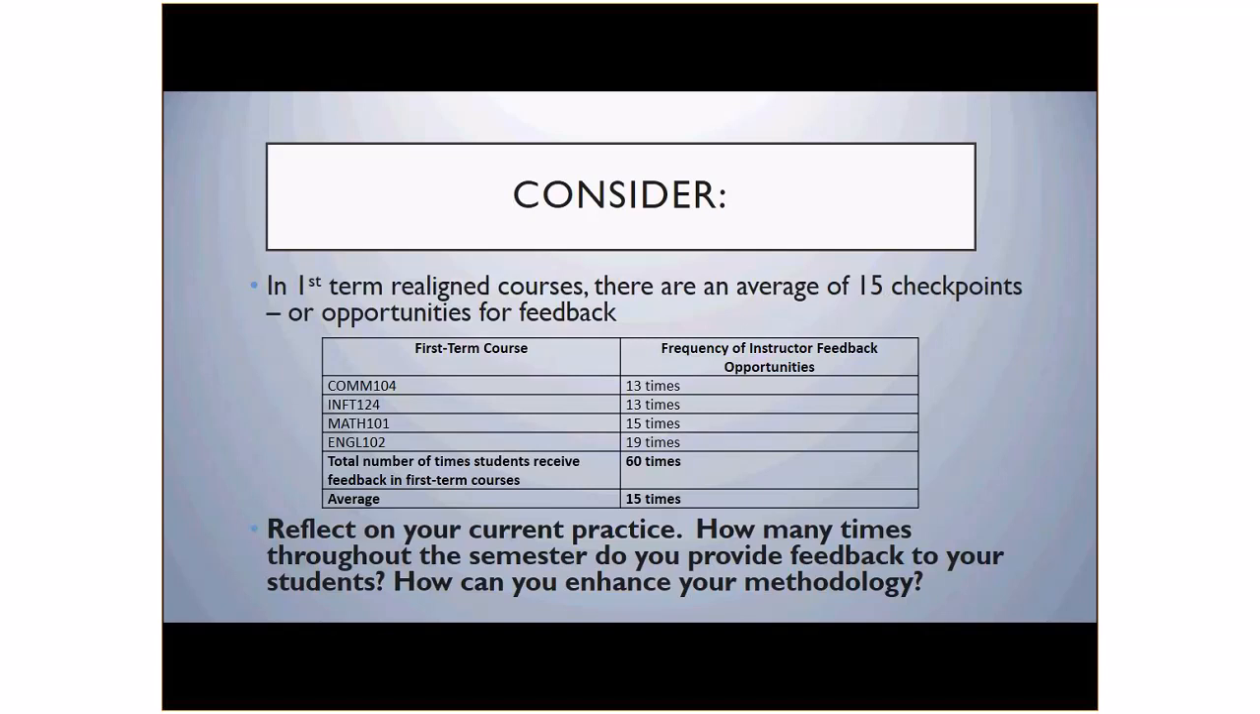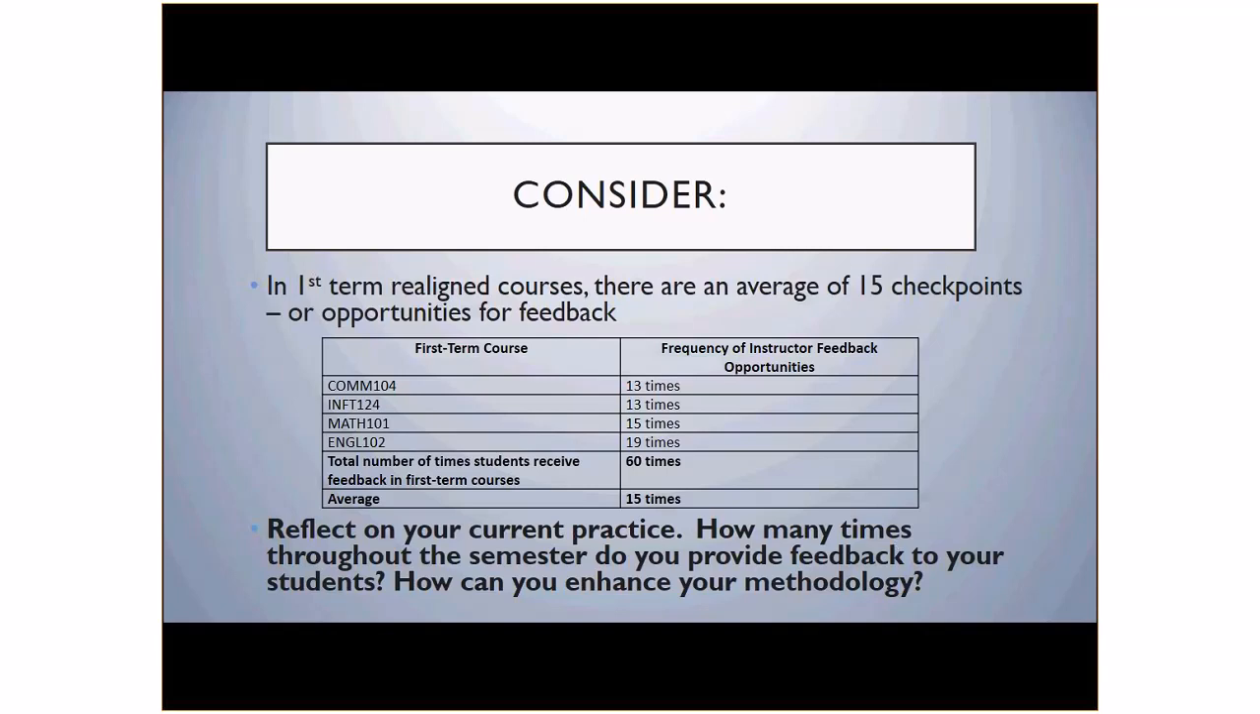Now, what that means, first of all, for our students in these first-term courses, they're getting 60 instances over the 15 weeks where they're getting some level of feedback. What that averages to among the 4 courses is 15 times. Our semesters are how long? 15 weeks. So on average, they're getting 1 piece of feedback each class meeting. And keep in mind, to Jillian's point, this doesn't take into consideration the 10%, where they may get even more frequent feedback, however we choose to use our 10%.